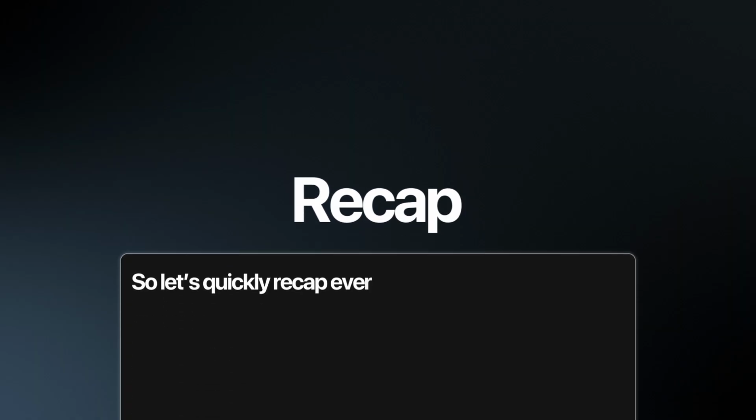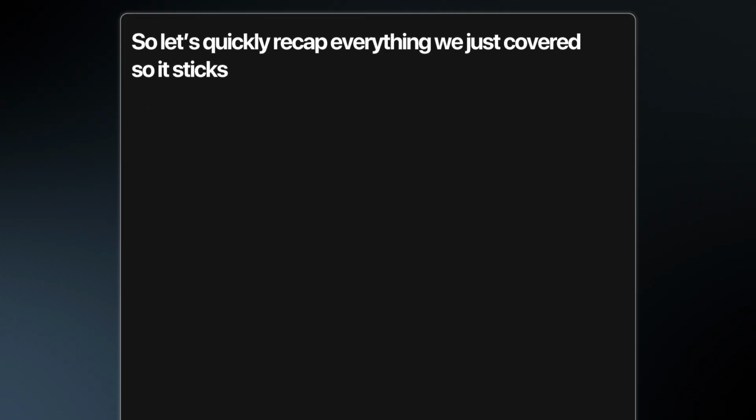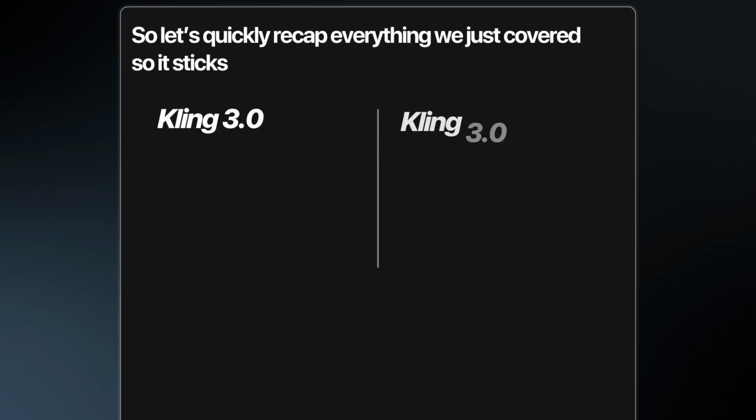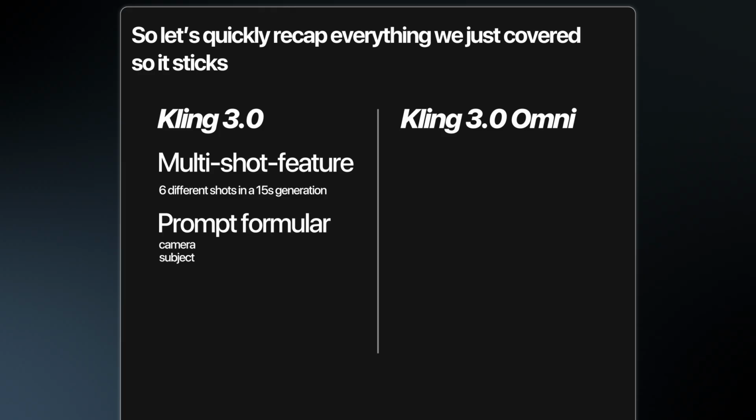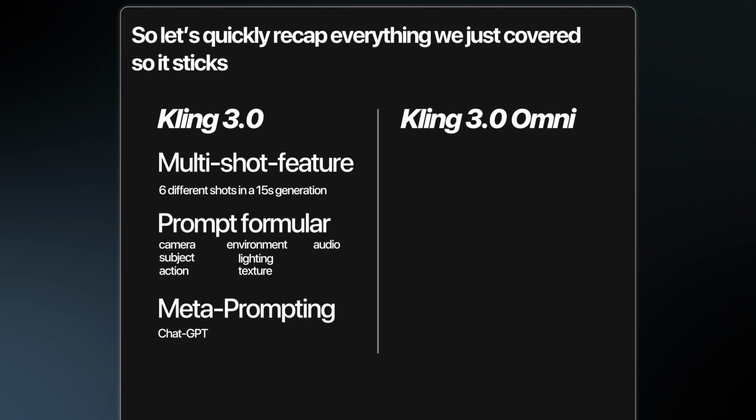Alright, so let's quickly recap everything we just covered so it sticks. Here's what you now know that most people don't. Kling 3.0 versus Kling 3.0 Omni: know which to use and when. The multi-shot feature unlocks up to 6 different shots in a single 15-second generation. The prompt formula: camera, subject, action, environment, lighting, texture, audio. Meta prompting: use ChatGPT or Claude to build better prompts before you generate.